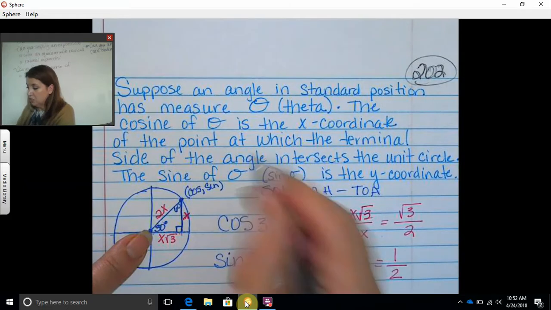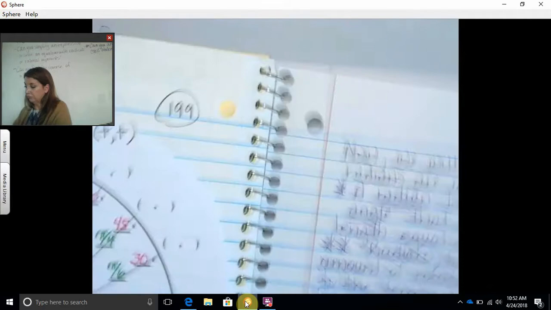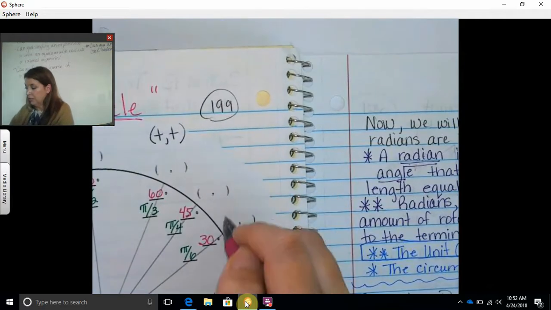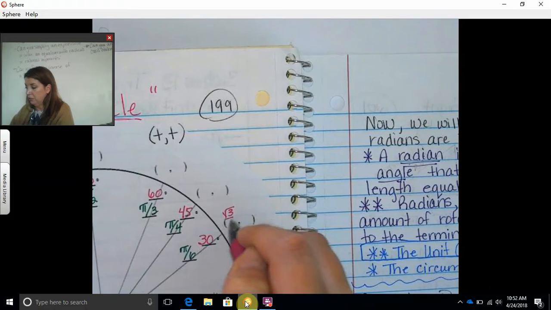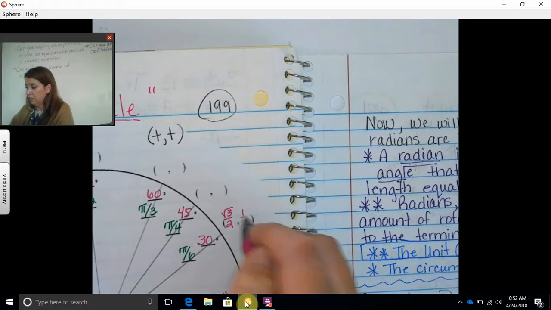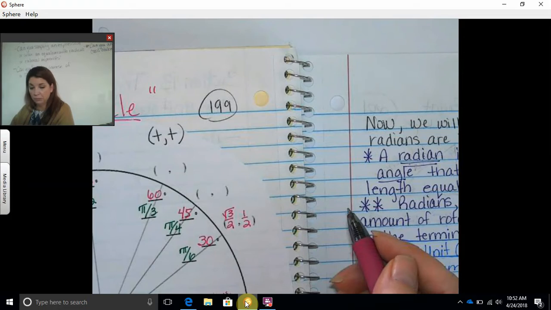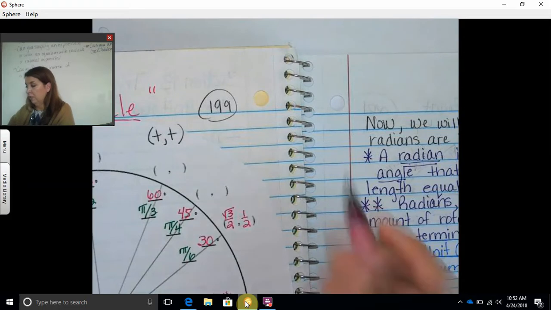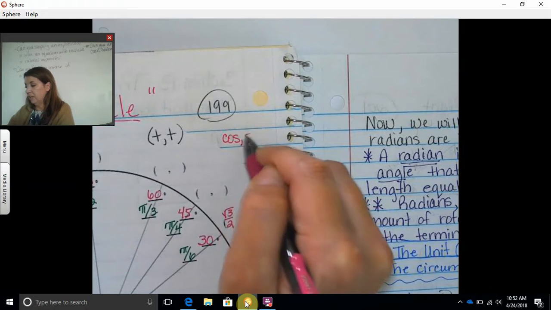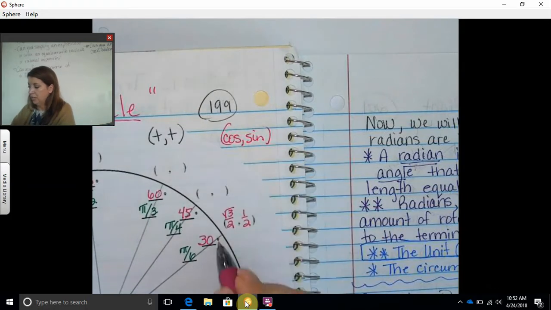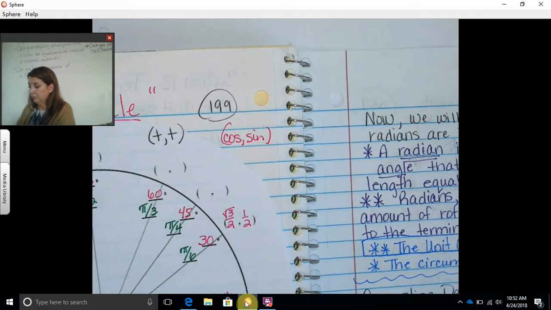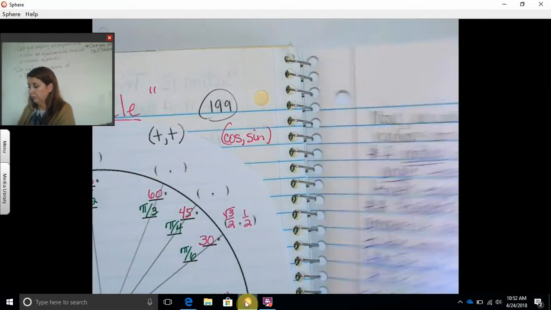Okay? So let's go back over here. This x is square root of 3 over 2. The y value is 1/2. And remember, it's cosine, comma, sine. That's your x value. And so right here on the x-axis, it's square root of 3 over 2. On the y-axis, we're at 1/2. That's assuming the unit circle has a radius of 1, okay? Everybody cool with that so far?